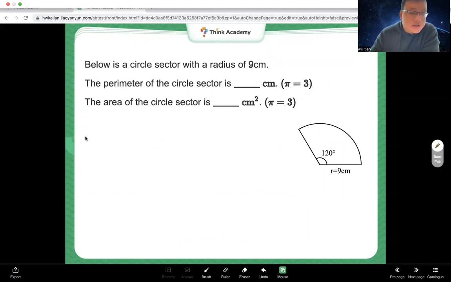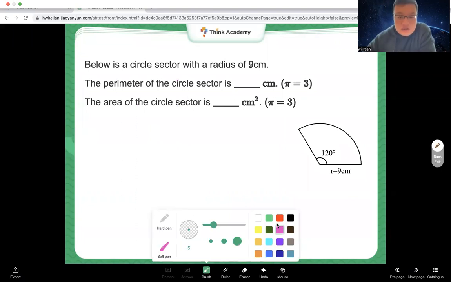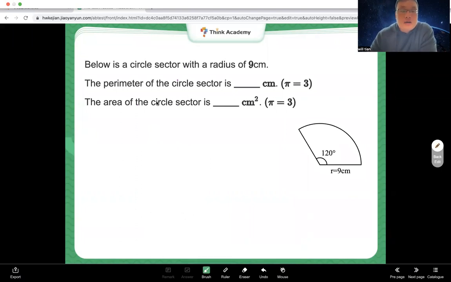As for this question, it's actually pretty easy, not hard at all. So first, what's the perimeter of this circle sector? If you want to get the perimeter, you have to get the length of this arc and then add these 2 radii to it. That will be the perimeter, right? So first, let's try to get the arc. Let's call that question number 1.